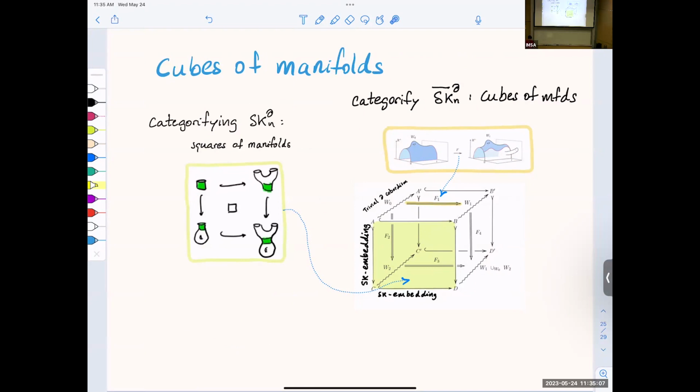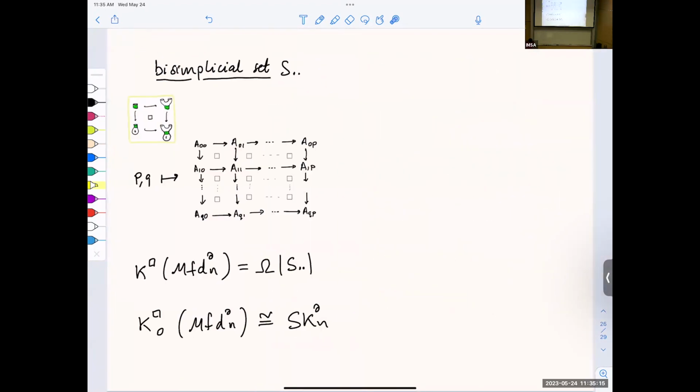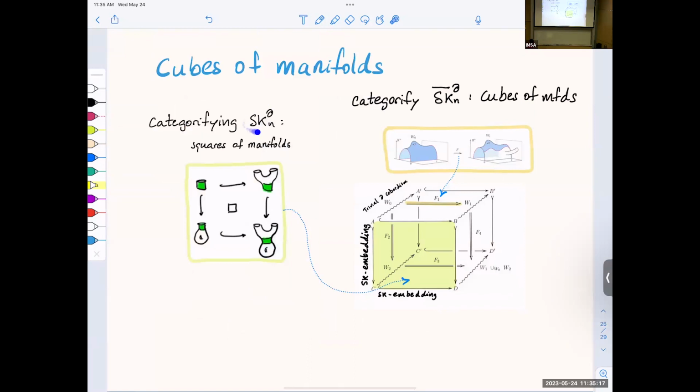And finally, just to wrap up, we're getting closer to the end. As we saw, we can categorify our cut and paste group with boundary in these squares of manifolds. Can we do a similar thing for SK bar boundaries? So can we categorify the cobordism cut and paste group of manifolds with boundary? The answer is yes, you can. I will explain in a moment a little bit of how that big cube over there works.